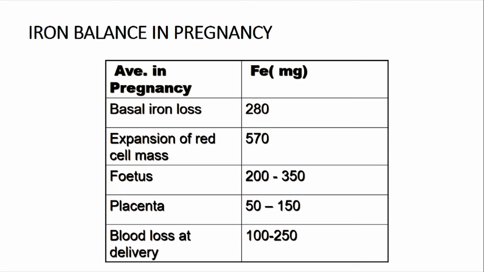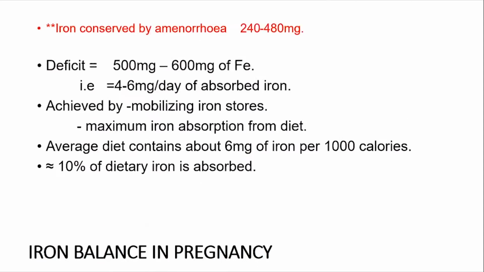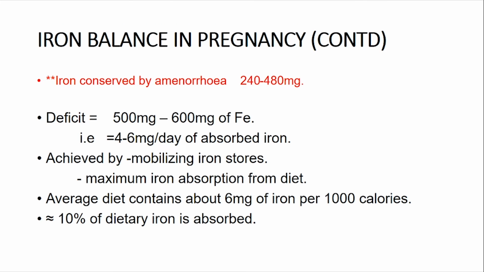And the fetus needs about 200 to 350 milligrams of iron to be able to grow very well. The placenta will acquire about 50 to 150 milligrams of iron during pregnancy, while blood loss at delivery constitutes about 100 to 250 milligrams of iron during pregnancy. And iron is conserved by amenorrhea, and about 240 to 480 milligrams of iron is conserved during amenorrhea.